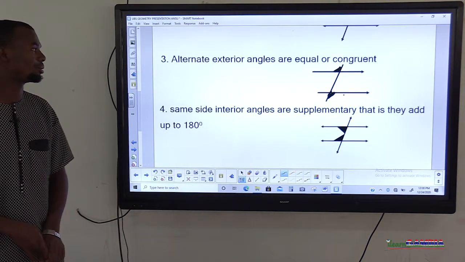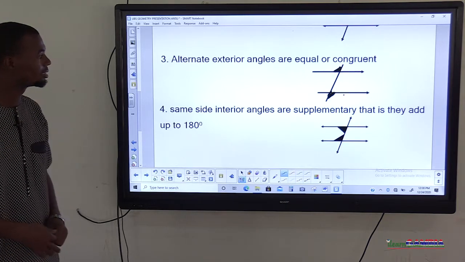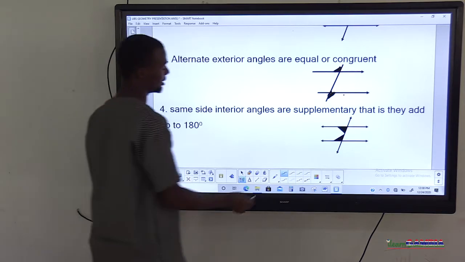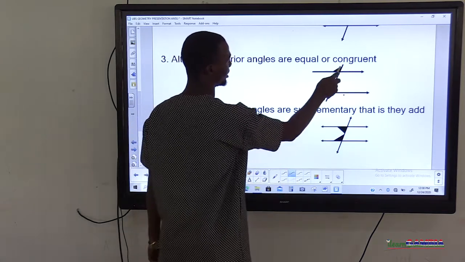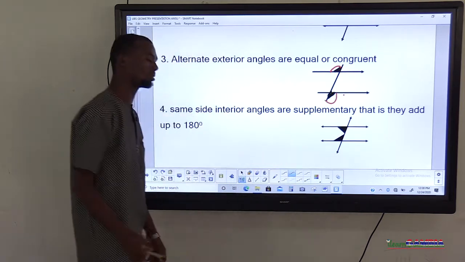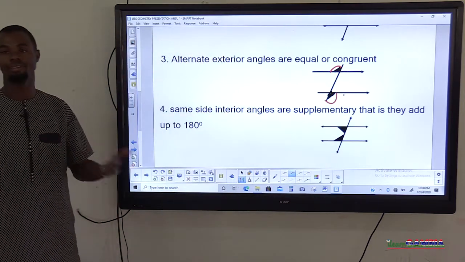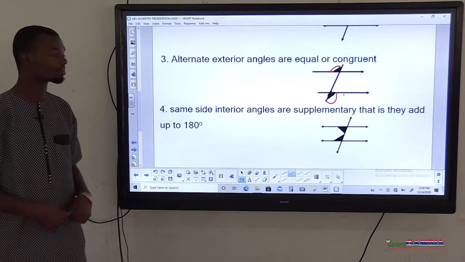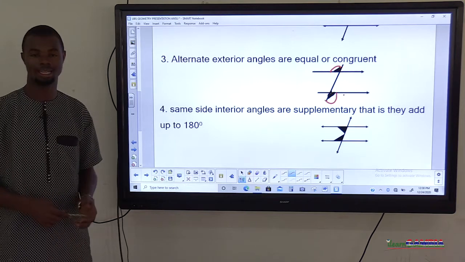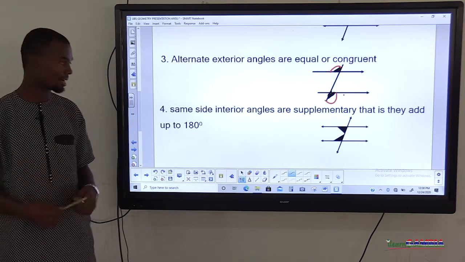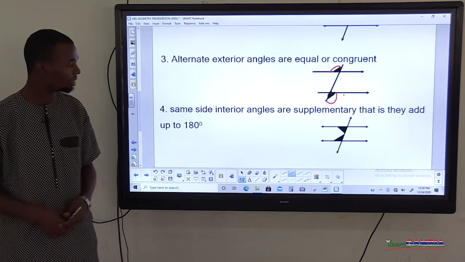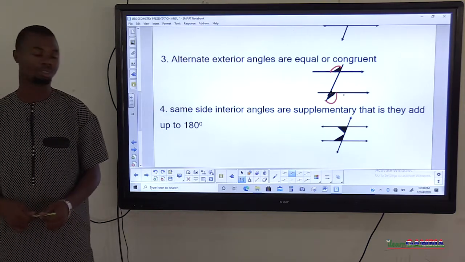Alternate exterior angles are congruent. So these are the alternate exterior angles. This is an exterior angle. This is also an exterior angle. On different sides of the transversal, they are congruent, meaning equal, and non-adjacent. They are not sharing an arm. Exterior angles, equal, non-adjacent.